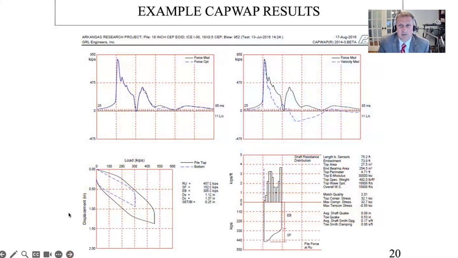Typical results from the PDA, CAP-WAP results. I'm going to talk a little bit later about how the CAP-WAP results are very beneficial for determining downdrag. You can actually use that as a precursor to identify how much load is going to be in the pile as a function of depth. And so we'll show how that matches pretty well with some predictions.